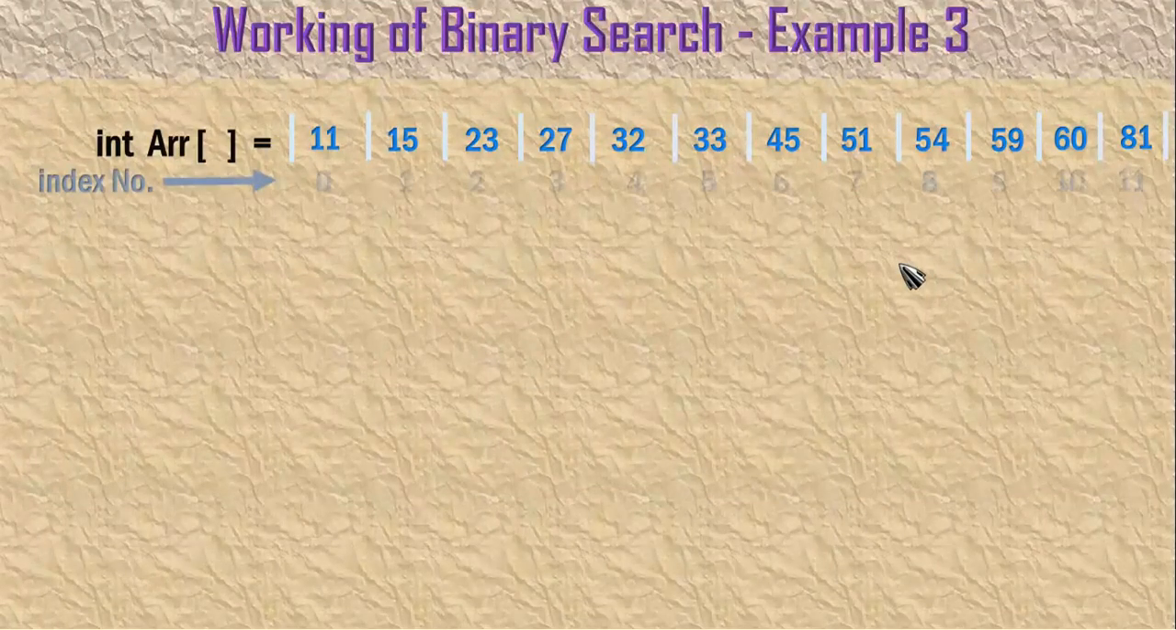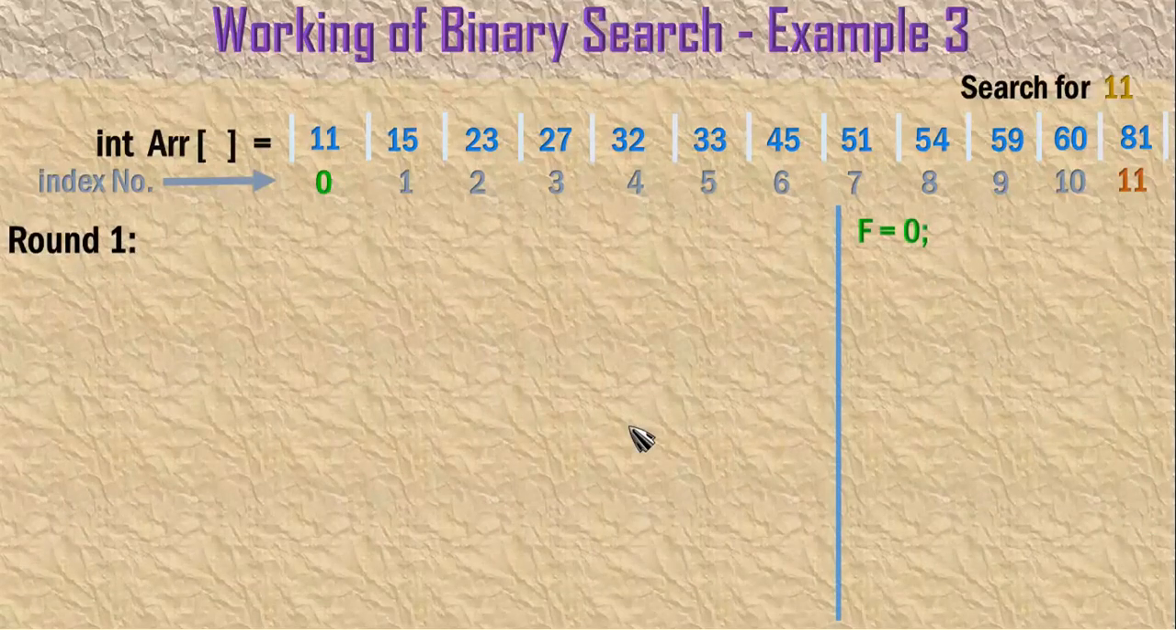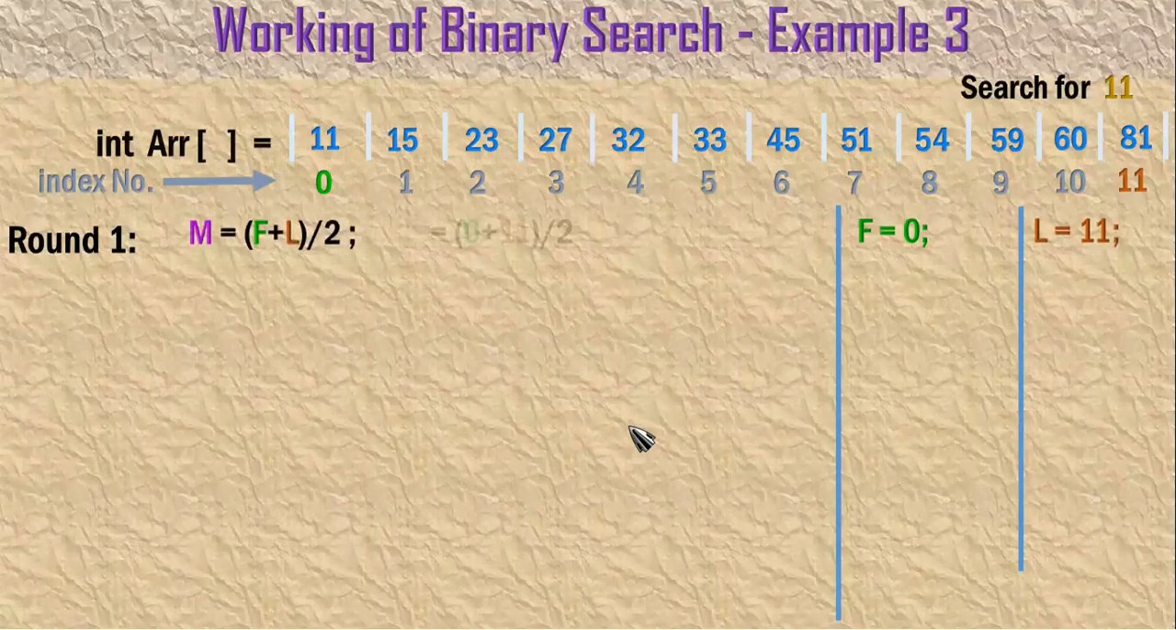The index numbers of this array are 0 to 11. So let me search for element 11. At round 1, the first index is 0 and the last index is 11. So we will have the middle element as 0 plus 11 by 2, which is 5.5. Only the integer part of this we will take. So we will take 5.